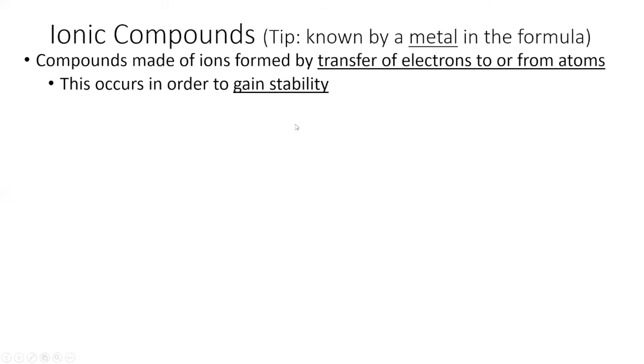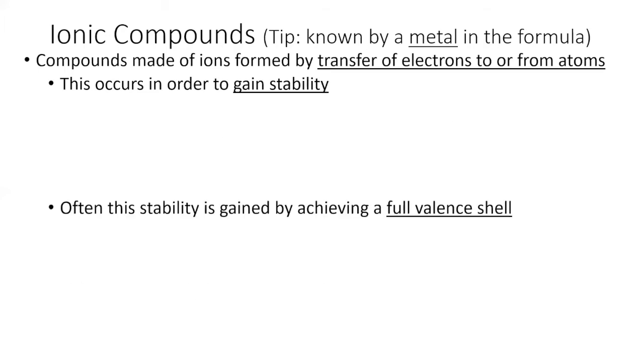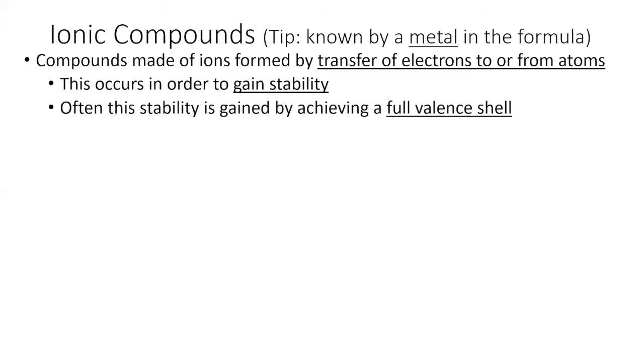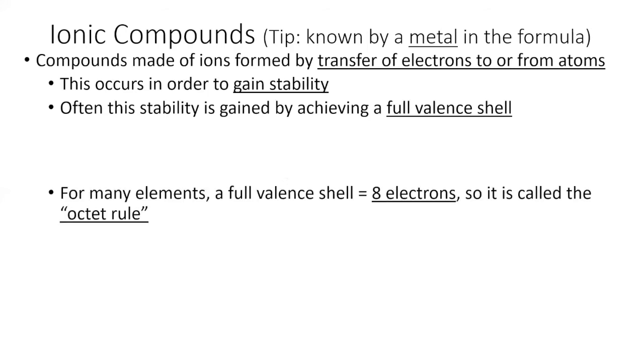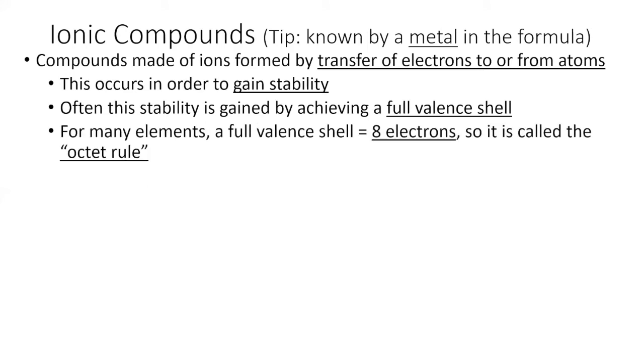Why does this happen? Why would something lose an electron, or why would an atom gain an electron? Well, this is done in order to gain some stability. So the stability that atoms are looking for is a full valence shell. So for many elements, this full valence shell is going to be 8 electrons. And so you may have heard of this before in a previous science class. This is called the octet rule. Atoms will gain or lose electrons in order to get 8 in their valence shell, their outermost shell, and we call that the octet rule.